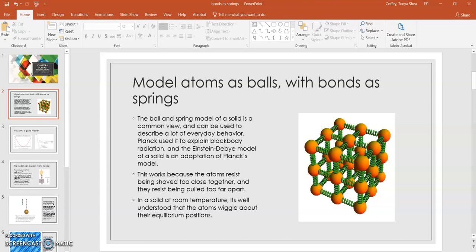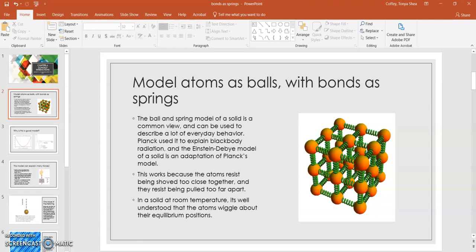For example, if you've taken modern physics, you might have heard about Max Planck's model of a solid, which was very similar to this one and used to explain black body radiation. And also, there's the Einstein-Debye model of a solid, and that's an adaptation of Planck's model. Now, this is a great model, actually. It works really well to explain a lot of phenomena and provides a good conceptual foundation.